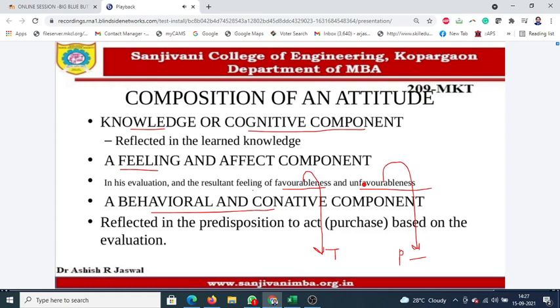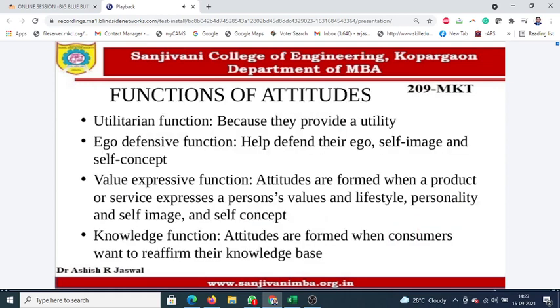Let us move to the last part of attitude and the session wherein we will look into what are the functions of attitude. There are four different types of functions which are available. Like first is utilitarian functions, second is ego defensive function, third one is value expressive function, and the fourth one is knowledge functions.